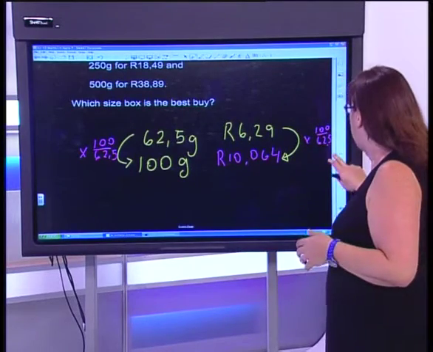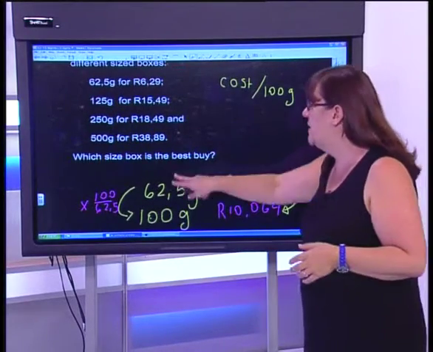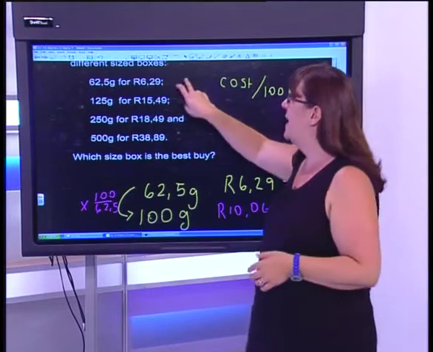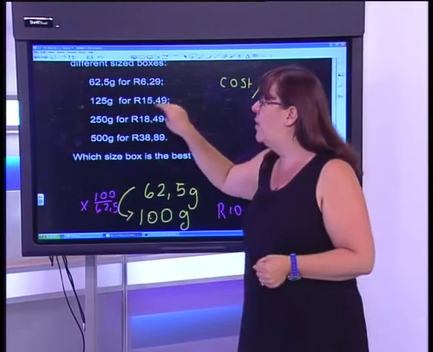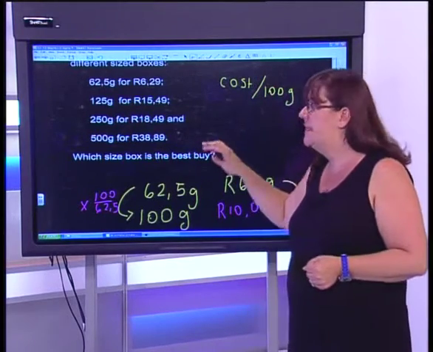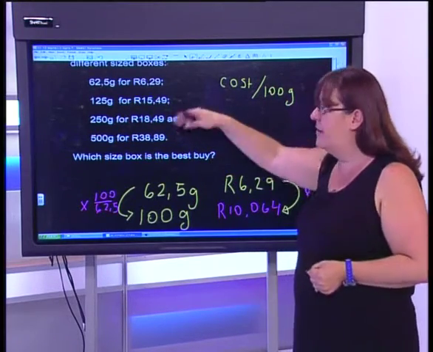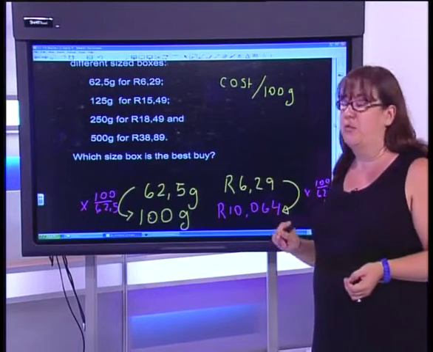Okay, so coming back to the question, we wanted to know which was the best bar. Now I've just worked out 100 grams for the 62.5 gram box. I can then work out 100 grams for each one of these. And I'm going to be doing quite a lot of calculations. Well, I'm going to be doing this calculation another 3 times.